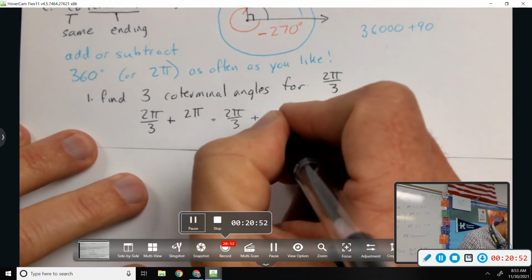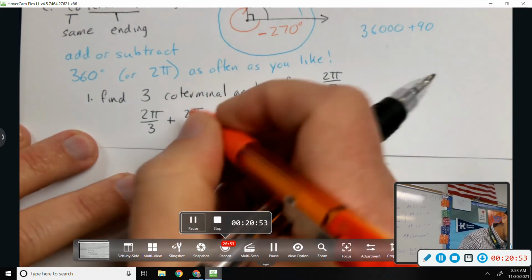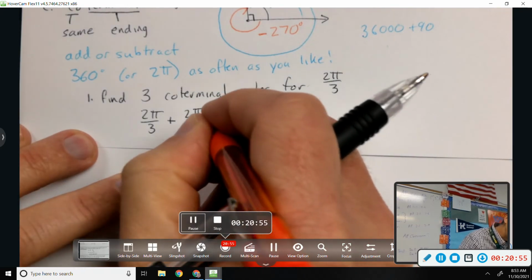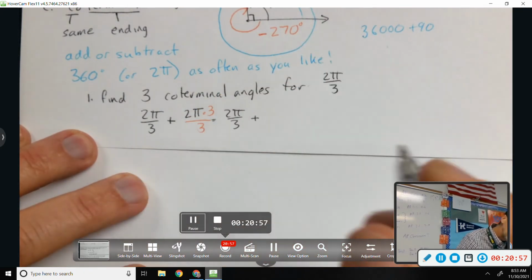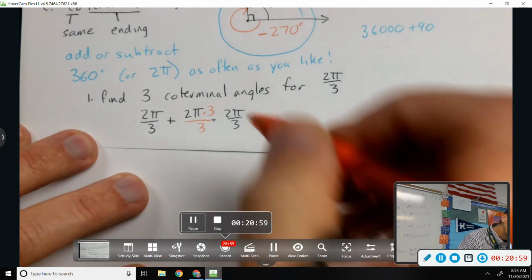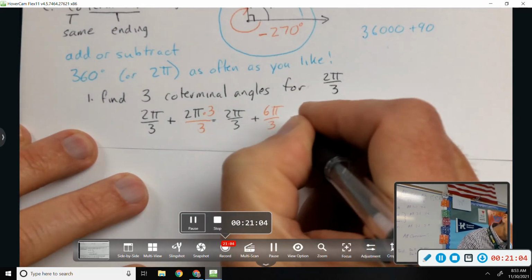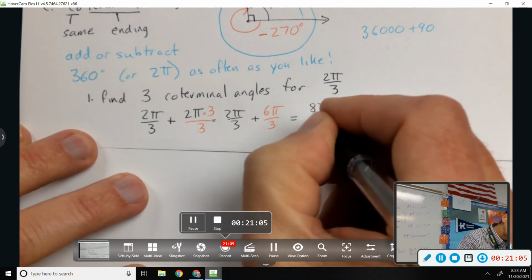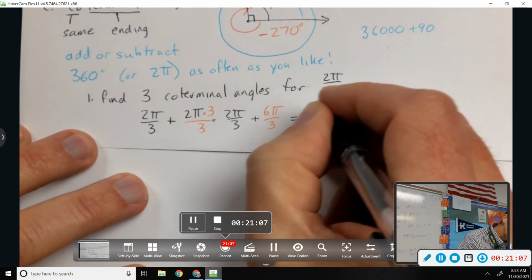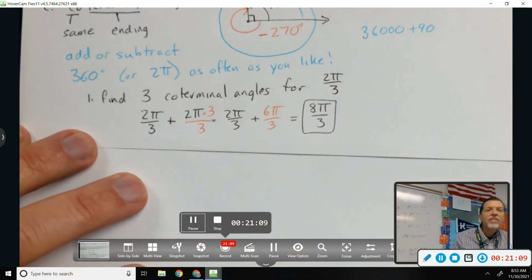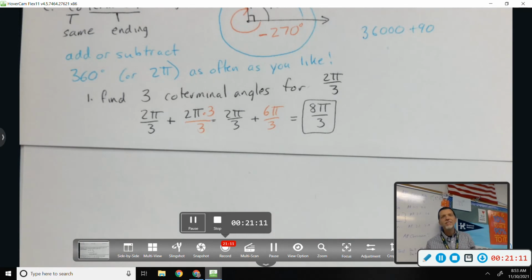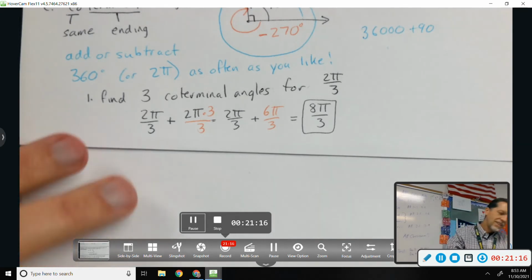If we add fractions, we need a common denominator. So let's add 6 pi over 3. And that would be 8 pi over 3. Is that one of the coterminal angles? That would be one of the coterminal angles. How do we get another coterminal angle? You add another 6 pi over 3.